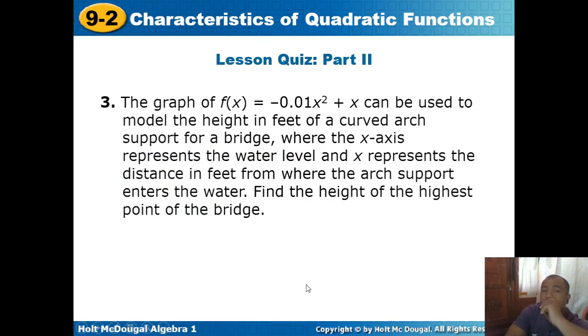Correct. And lesson quiz part 2. The graph of f of x equals negative 0.01 x squared plus x can be used to model the height in feet of a curved arch support for a bridge, where the x-axis represents the water level and x represents the distance in feet from where the arch support enters the water. Find the height of the highest point of the bridge. The answer is 25 feet.